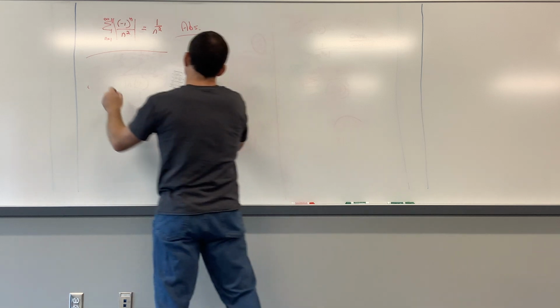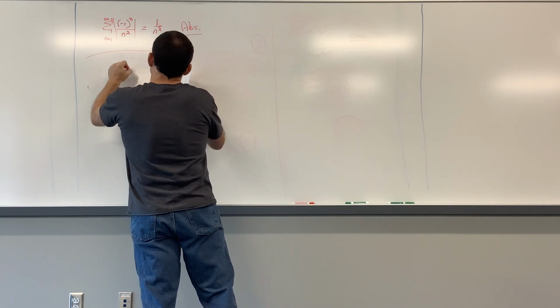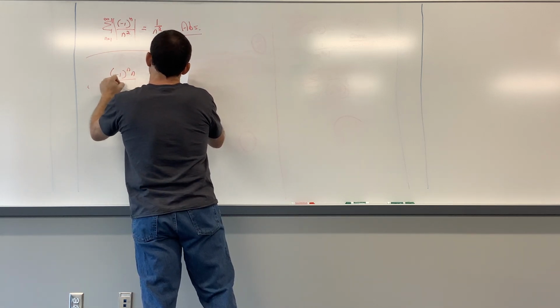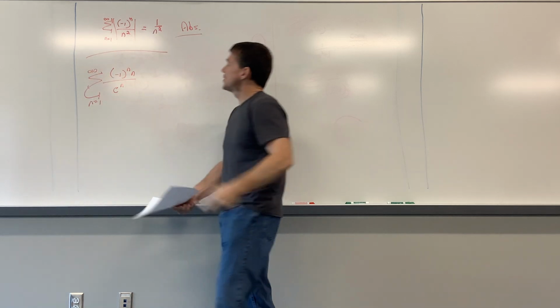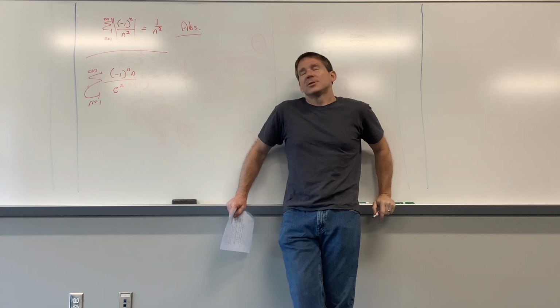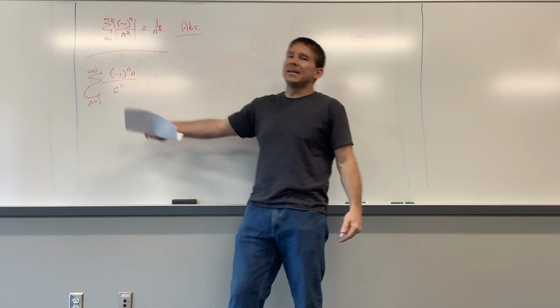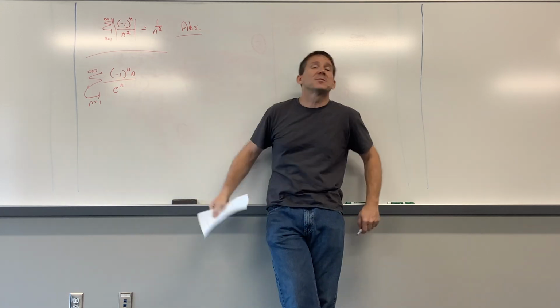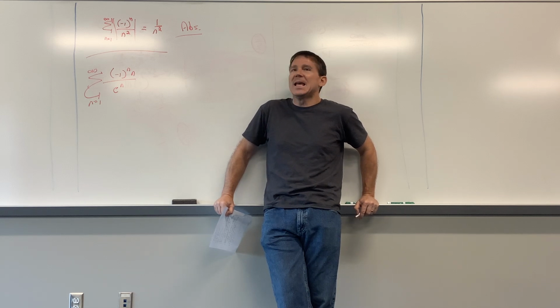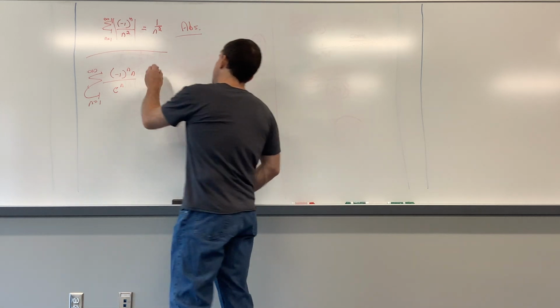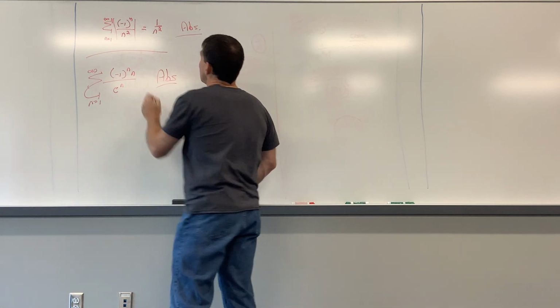Next one, negative 1 to the n over e to the n. And I stress, clearly alternating, but n over e to the n, linear on top, exponential on the bottom, it's going to approach 0. That will conditionally converge. But if you look at the absolute value, you get n over e to the n, which again is linear over exponential. It's absolutely going to converge, which means this will converge absolutely.